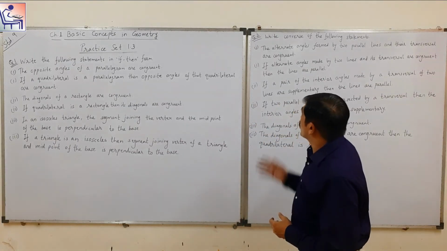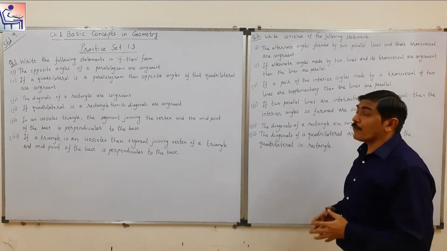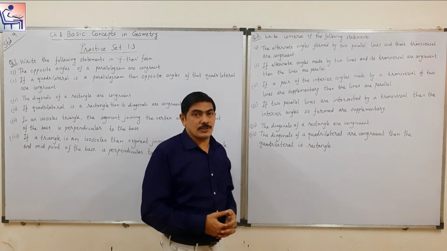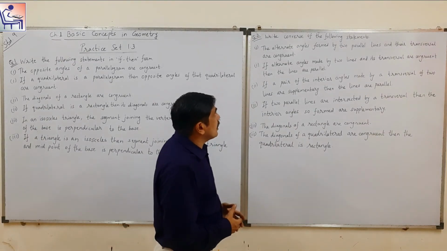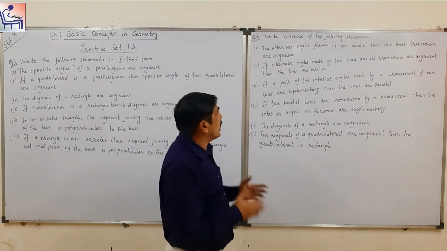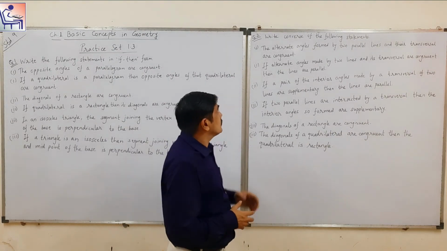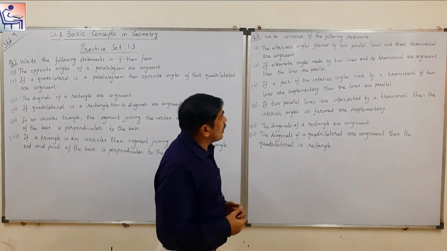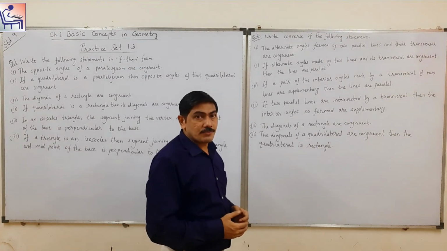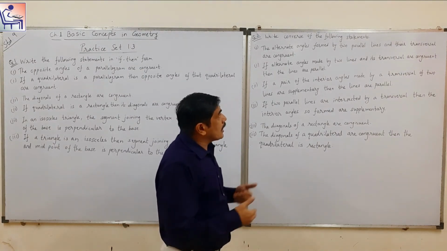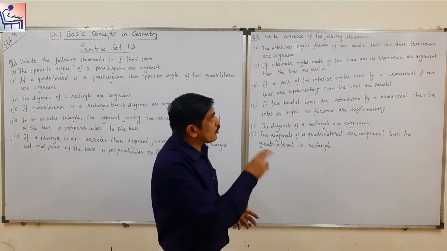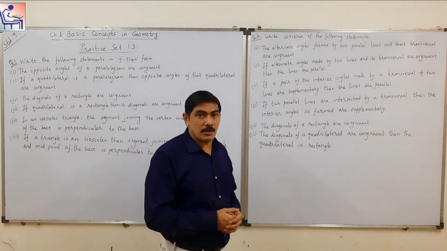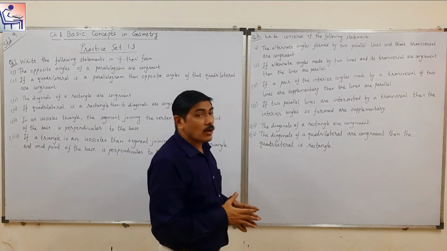Now question number 2. Write the converse of the following statements. The first statement: the alternate angles formed by two parallel lines and their transversal are congruent. If alternate angles made by two lines and its transversal are congruent, then the lines are parallel. Here we have converted it into a converse statement.